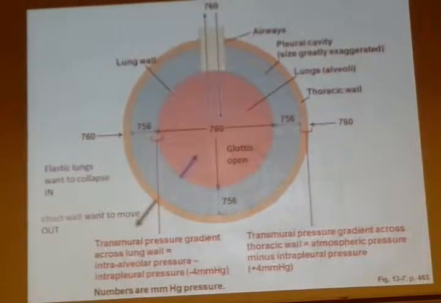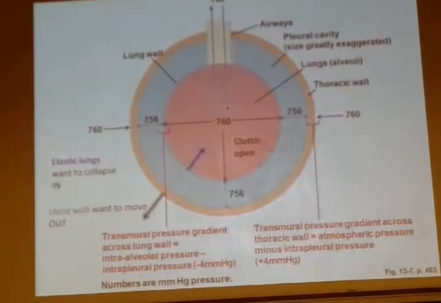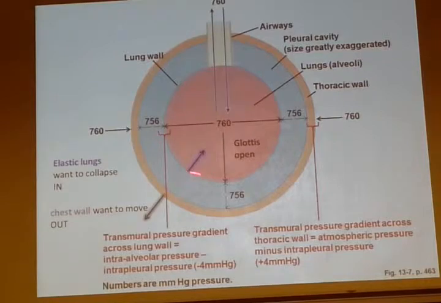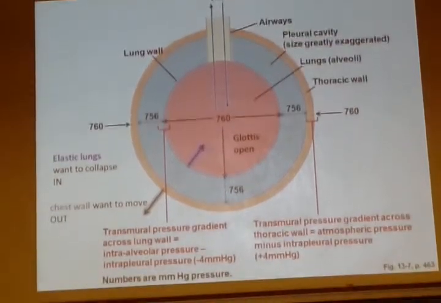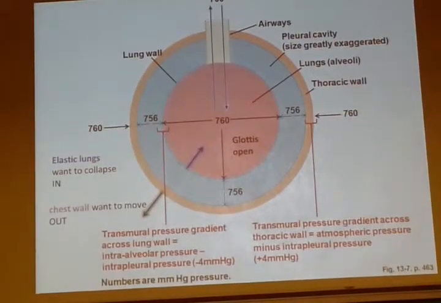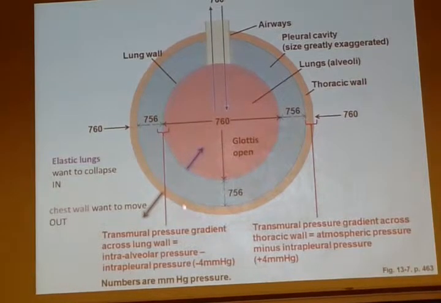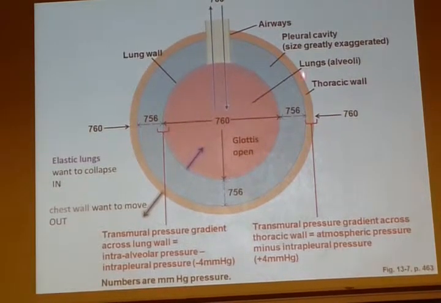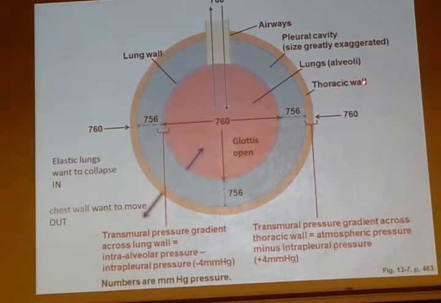Showing you what is happening in both lungs. The pink is the pressure in your alveoli. The tan is your chest wall, so the thoracic wall. And the blue is the pressure between the visceral pleura and the parietal pleura. So this is your pleural cavity pressure.